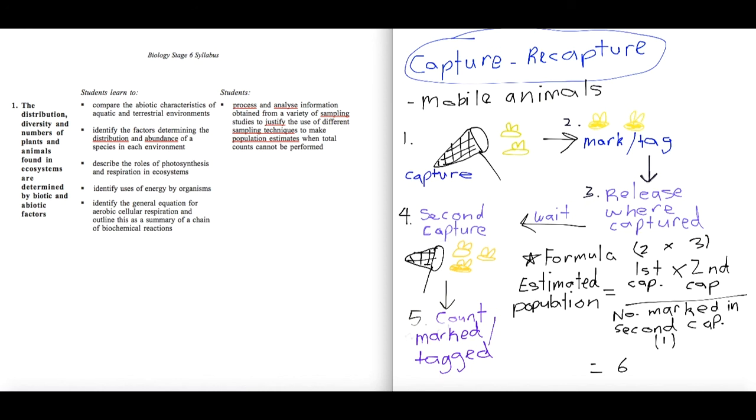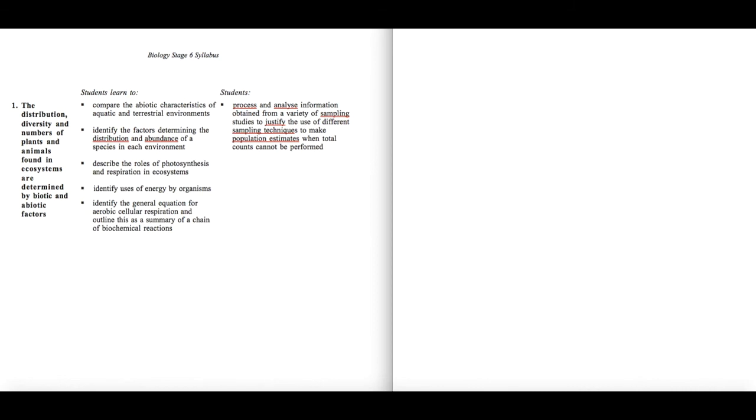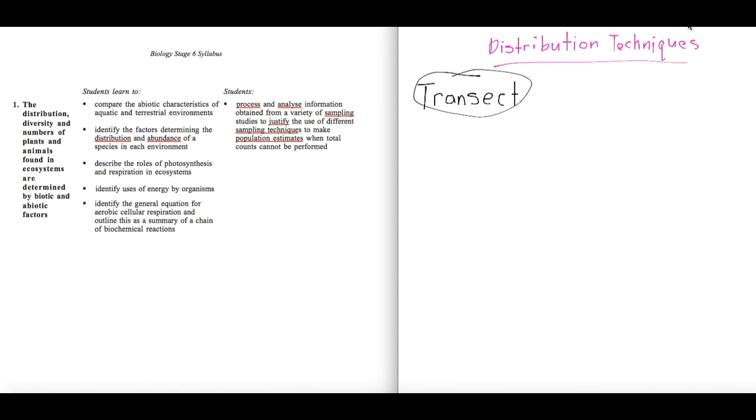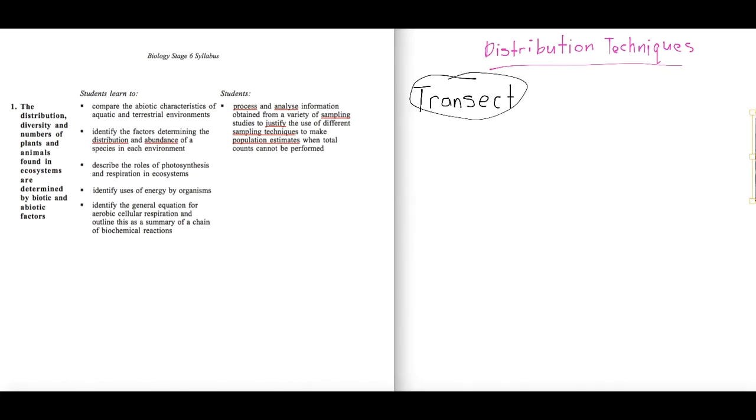calculate an average value. Okay, so the quadrats and the capture-recapture method are techniques which are used to measure the abundance of organisms, so the number of organisms. We'll now look at a technique which can be used to measure or to estimate the distribution of species, so where species are found. So one technique that can be used is what we call a transect.